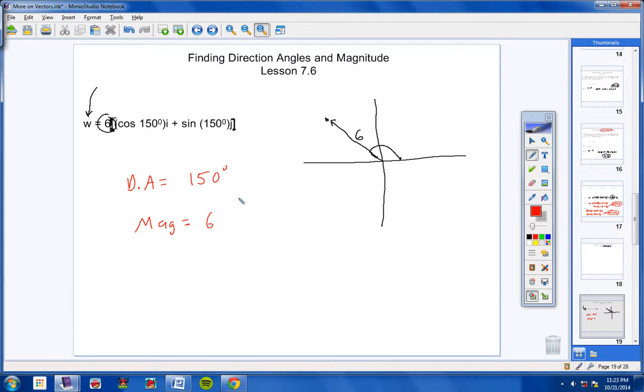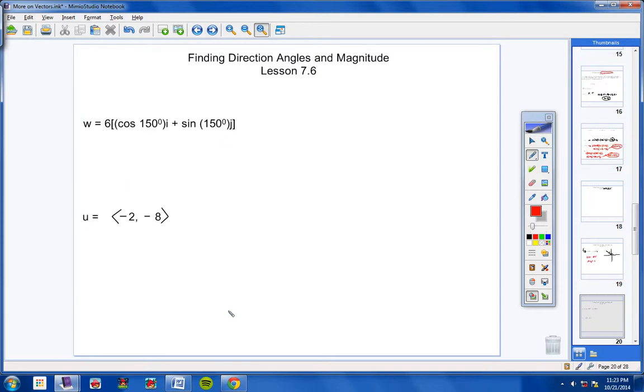But let's make it a little more difficult now. What if I gave you a vector like this, okay? And I asked you to find the direction, angle, and the magnitude, okay? Well, the magnitude's easy. We can do that right away really quickly, okay? The magnitude would be the square root of 4 plus 64, okay? Square the 2, square the 8, add them together, and we get 68, okay?